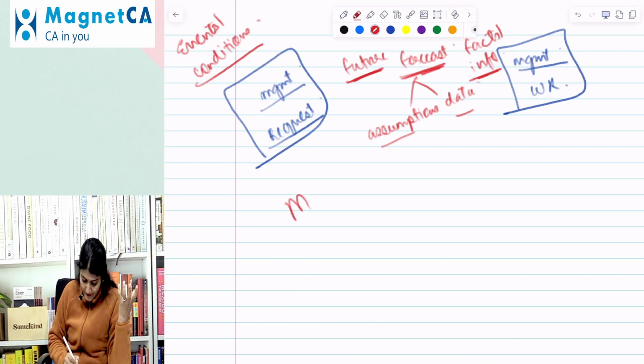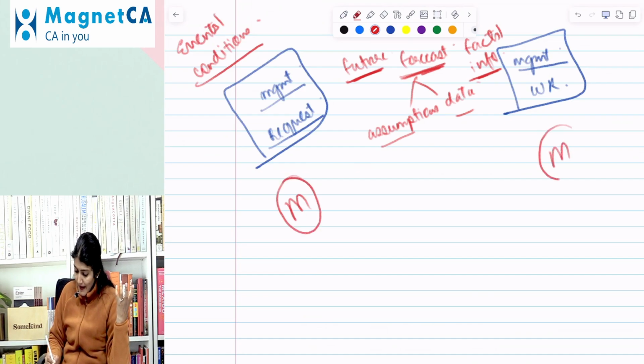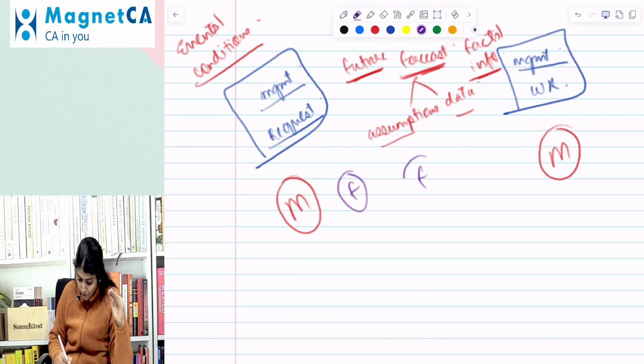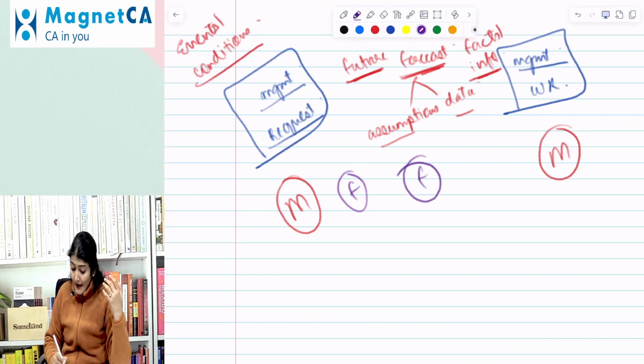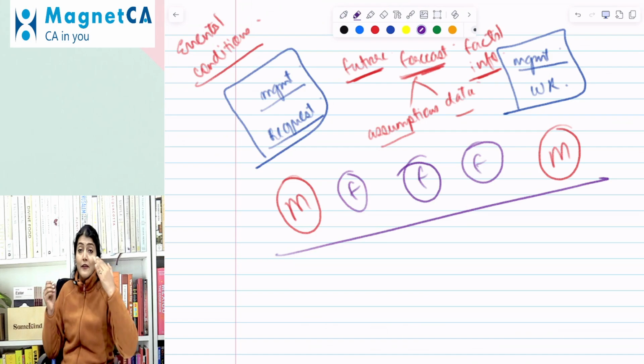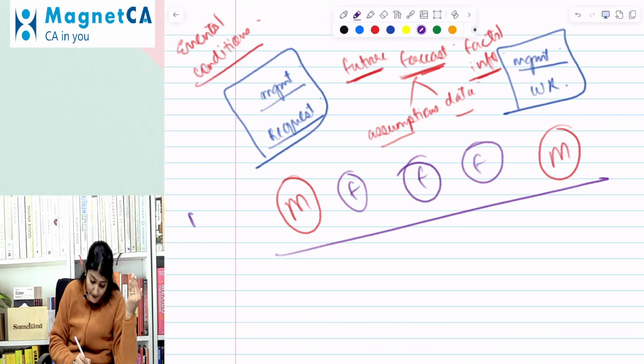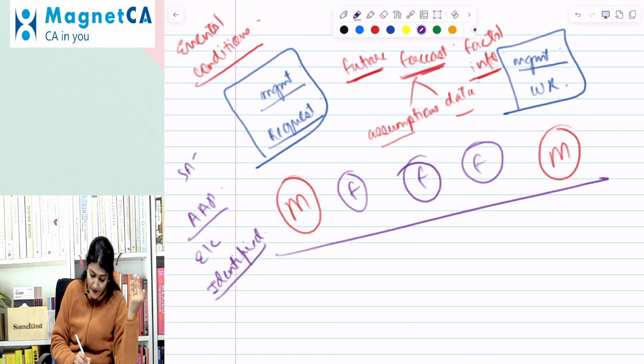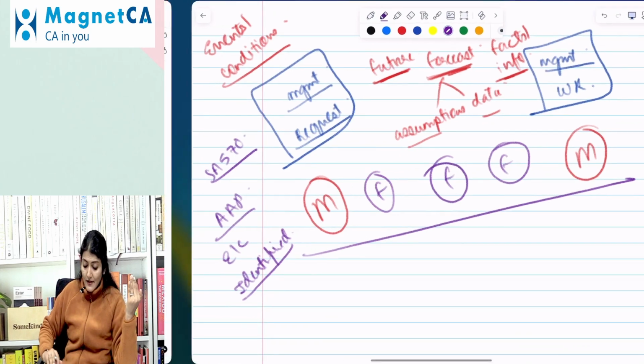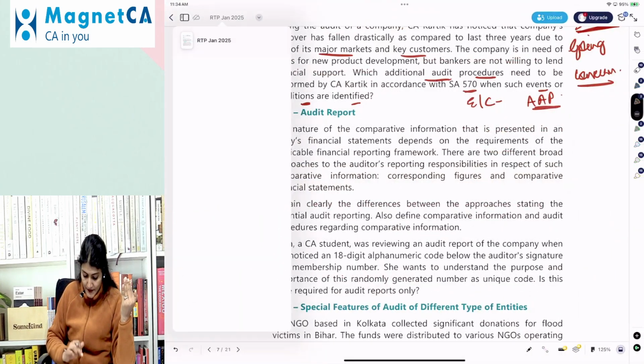Right? So you request management to do the assessment. You tell management to give you the written representation. You ask management, what is your future plan? Give us a forecast based on your future plan and also any additional facts or information. Right? So these are the additional audit procedures of SA 570 when the events or conditions have been identified.